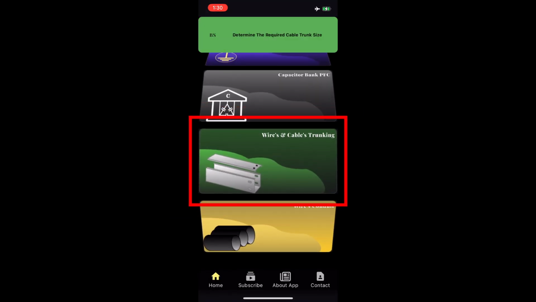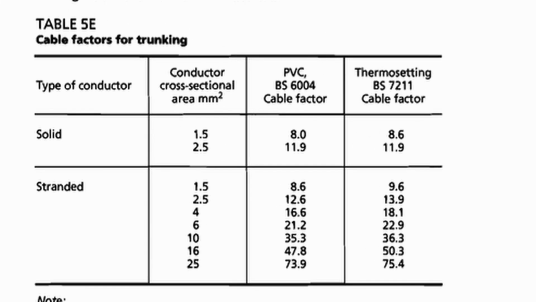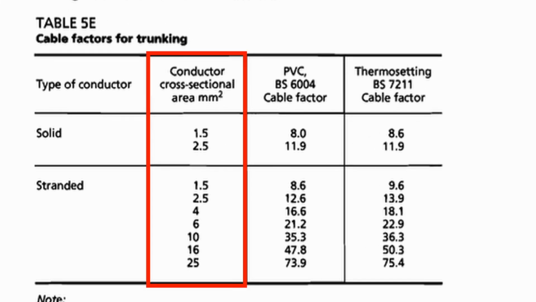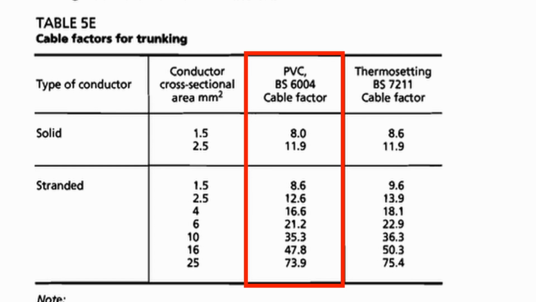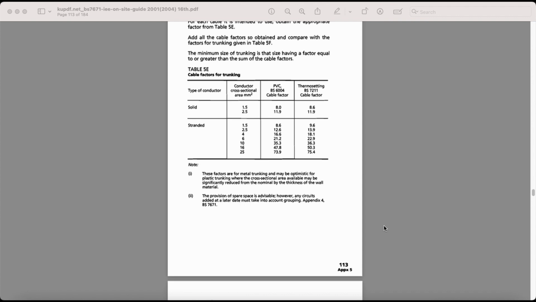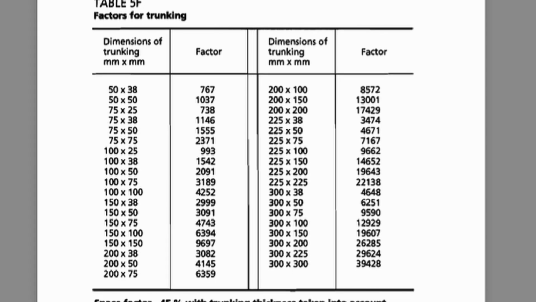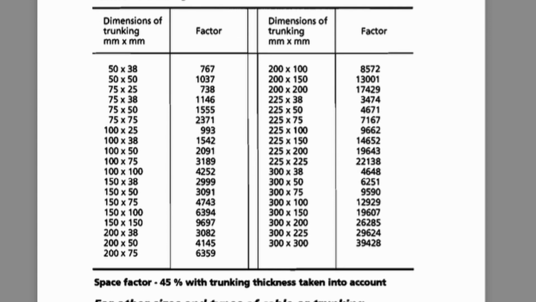To size the electrical metal trunk, hit this widget. This calculation page is based on BS 7176, Appendix 5, Tables 5E and 5F. Table 5E provides the capacity factors for standard cable or wire cross-sections based on their insulation type, whether thermoplastic PVC or thermosetting XLPE/EPR. Table 5F specifies the capacity factors for various metal trunking sizes.